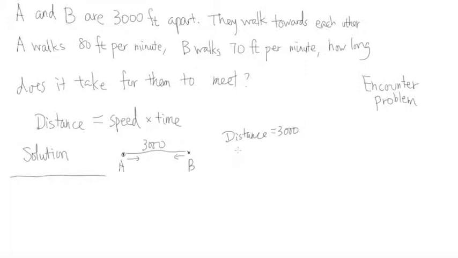And in fact, the speed is also given to us. We know that A walks at 80 feet per minute, B is 70. So every minute they are 70 plus 80, which is 150 feet closer. So what is this 150? This is indeed the speed, because you need to combine A and B here.